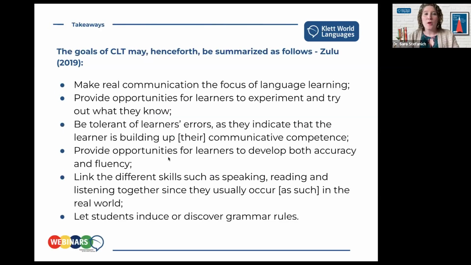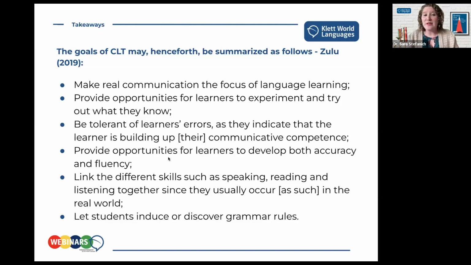These are some goals of communicative language teaching that summarize the different points that we have talked about today, which is that we aim to make communication the focus of language learning, to provide opportunities for learners to experiment and try out what they know, to be tolerant of learners' errors, as they indicate that the learner is building up their communicative competence. We didn't talk about that too much, but as we talked about a little bit, errors can be a sign of progress. And so we want to recognize that.